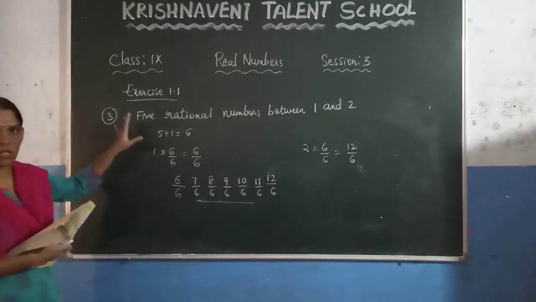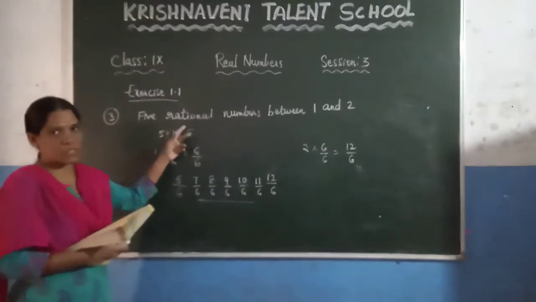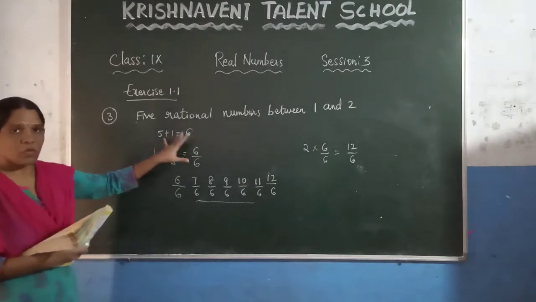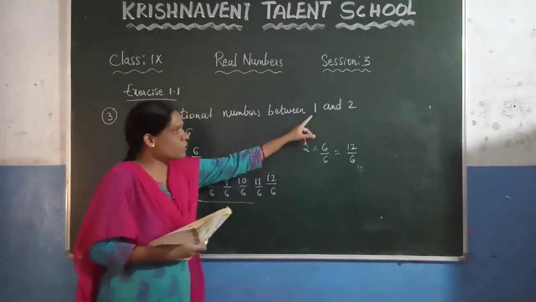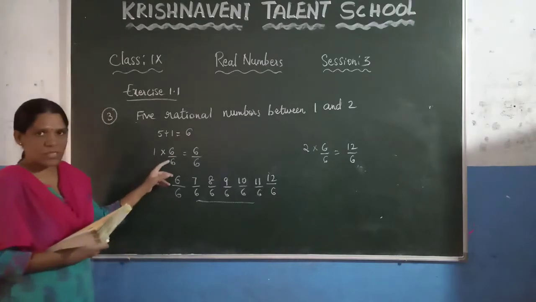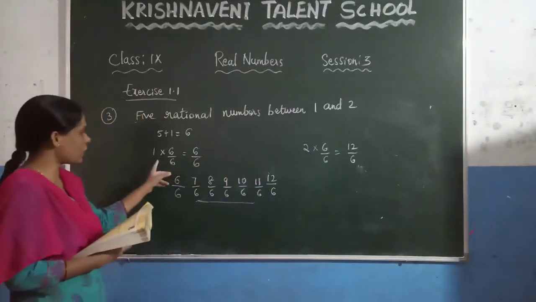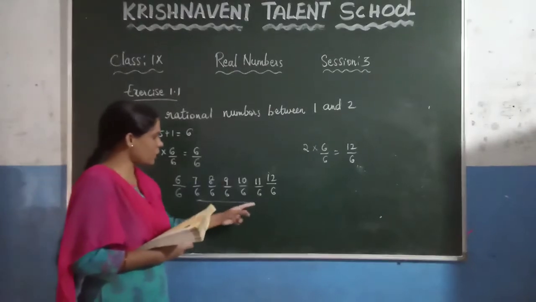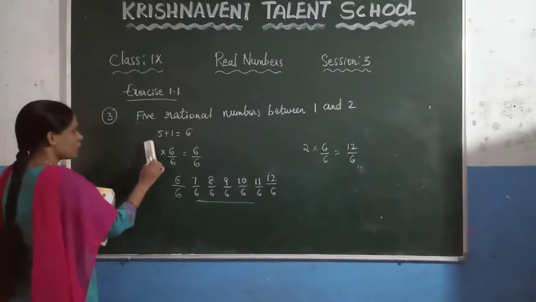5 rational numbers. So this is a simple technique. While you have to write 5 rational numbers, just add 1 to the given number 5, so you get 6. What we have to do is make the given numbers have the denominator 6. To make the denominator 6, take the first number and multiply and divide by 6 by 6, and take the second number and multiply and divide by 6 by 6. So we can write 1 as 6 by 6 and 2 as 12 by 6. In between 6 by 6 and 12 by 6, how many numbers are there? 5 numbers are there. You can do it in this way, or you can do it in the other way also.